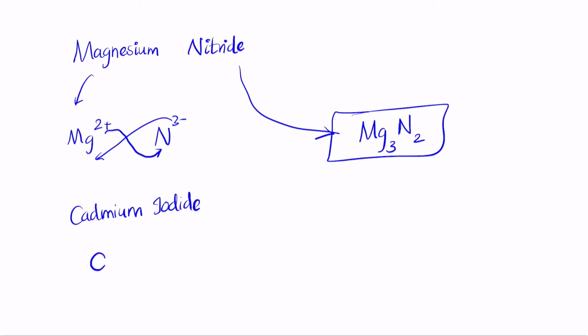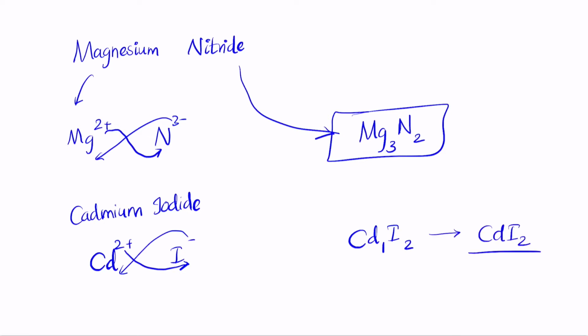Cadmium is a common element with Cd2+, and iodide is I minus. So again, same rule again: always write the positive first and the negative after that, and cross the charges. So never write plus and minus, only write the numbers. Notice that there is 1 here, so Cd1 I2. Because it is 1 you do not mention it, so you can write it as CdI2. This is cadmium iodide.